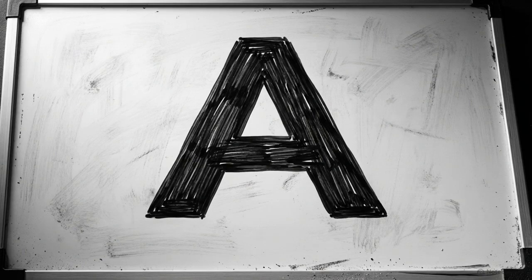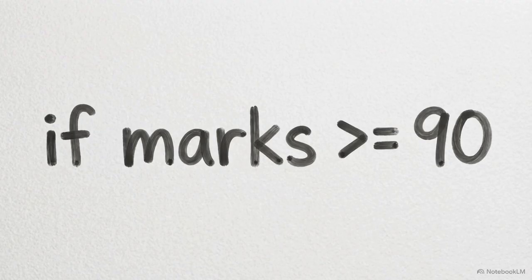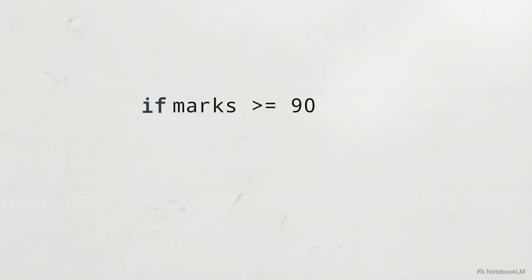Now we write our first rule for the A grade. Type if, followed by checking if the marks are greater than or equal to 90. End this line with a colon. In Python, the colon signals the end of the condition and indicates that a specific block of instructions follows immediately below it. When you press enter, you'll see a gap.